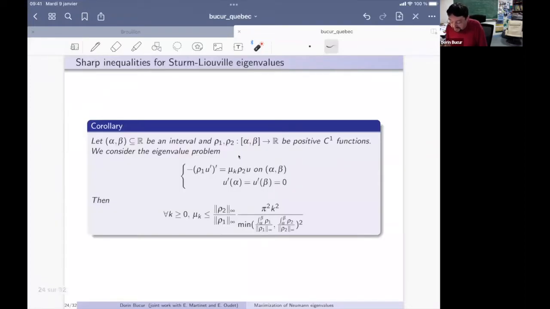And as a consequence, we obtain for Sturm-Liouville problems of this form some kind of sharp inequality. So we get mu k, the kth eigenvalue for this, let's say, well-posed problem. Here you should imagine ρ1, ρ2 are good functions, strictly positive on alpha beta, and we get this kind of sharp inequalities in one dimension. I'm not sure this was not done before. I asked some of my colleagues, and nobody was aware of similar results.